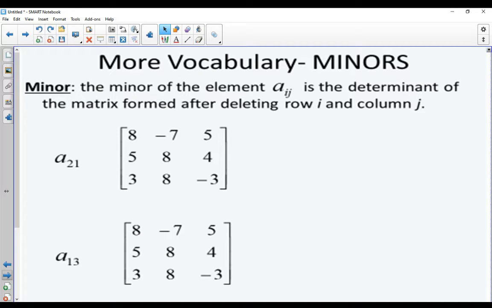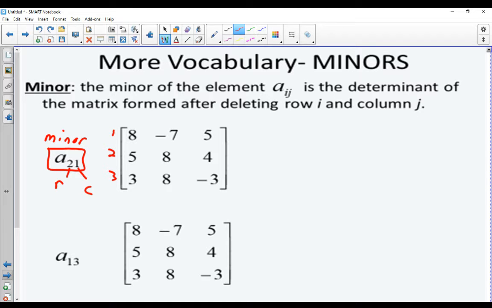Now this is something that's new to you. It's called a minor. The minor of the element AIJ is the determinant of the matrix formed after deleting row I and column J. So in other words, we want to find the minor of element A21. The 2 represents the row. 1 represents the column.